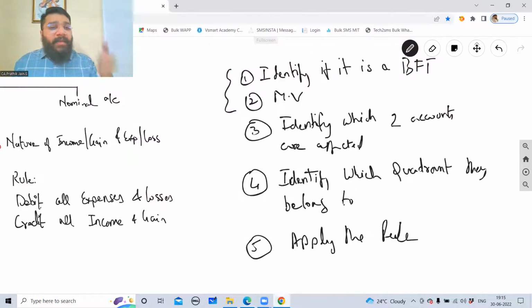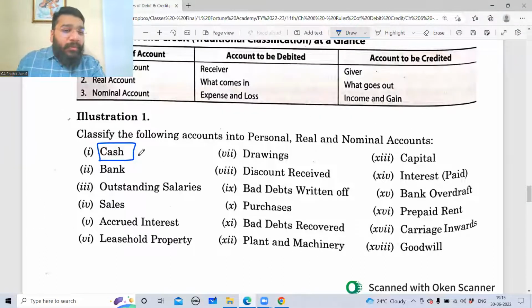So can I say that first step done, second step done, third step they have given? They have identified one account and given. Now what is the next step? Identify which quadrant it belongs to. So cash belongs to asset quadrant because we own it. Cash in hand, we own it. So it is asset quadrant.